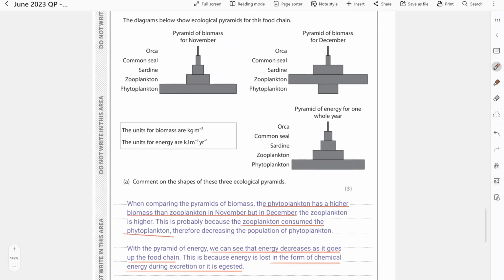Another thing you can also say is the pyramid of biomass changes seasonally, so it's different in November than December, but the pyramid of energy is the same. So it's also something you can say because it's calculated for the whole year.